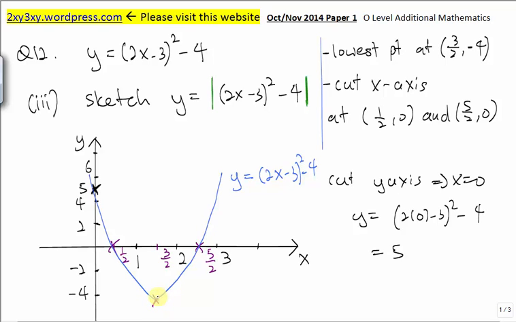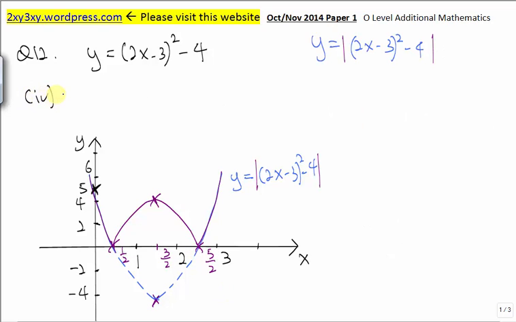So negative 4 after the reflection will be a positive 4. So we join the points together. So this graph, the one in purple, will give us the graph y equal to the absolute value of (2x - 3) squared minus 4. Since the other is not the actual graph, we should draw it as a dotted line.